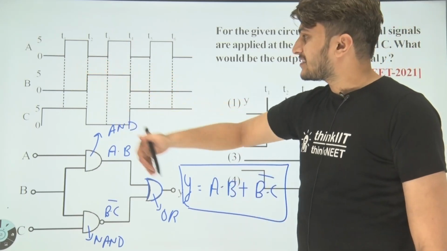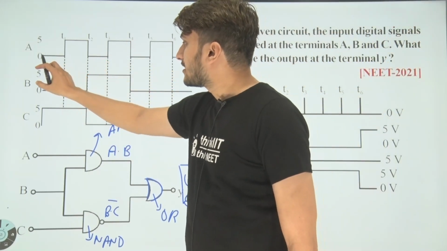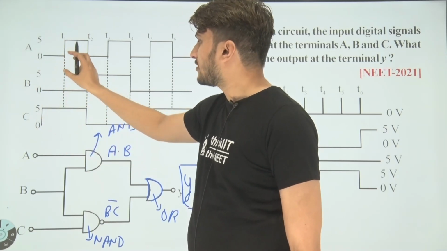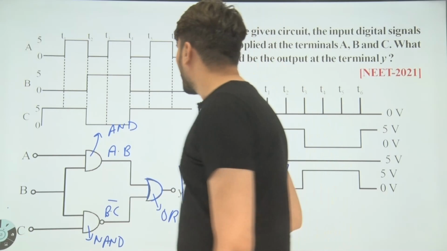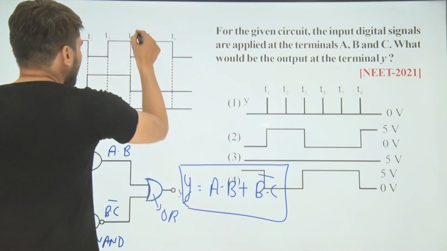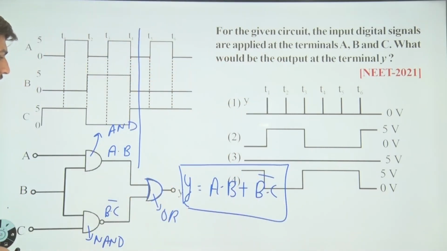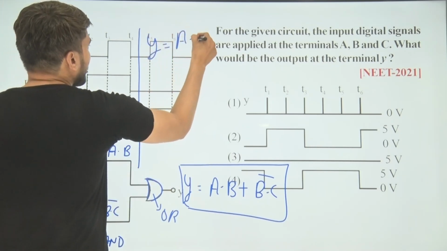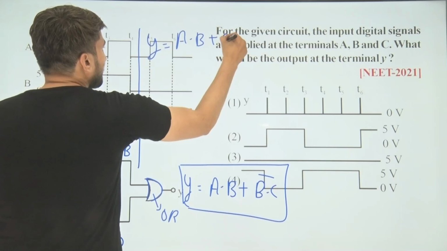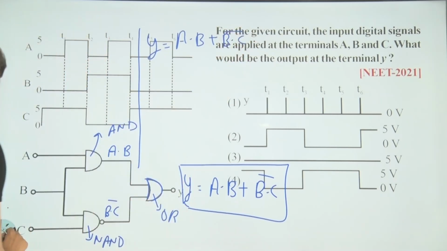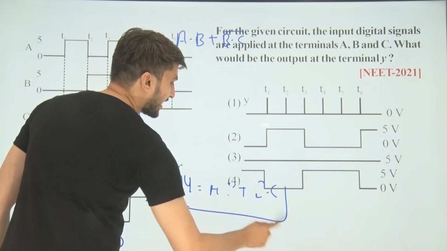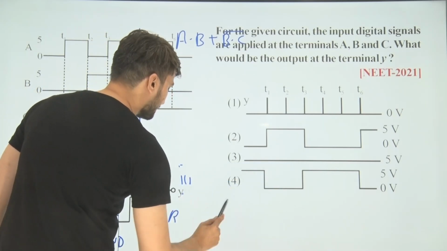Here we have given the signals. In the first pulse A is 0, B is 0, C is 1. For the second it is 1, 0 and 1. So we have to check only two options here. So we say that Y is equal to A dot B plus B dot C bar. So this is our Boolean expression for this circuit.